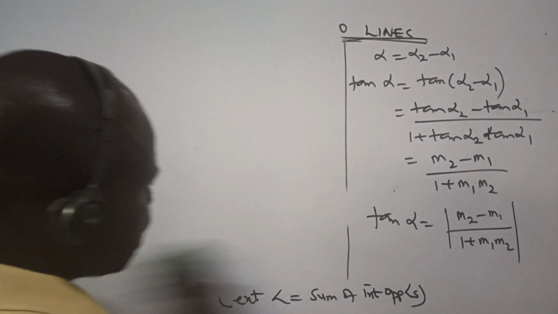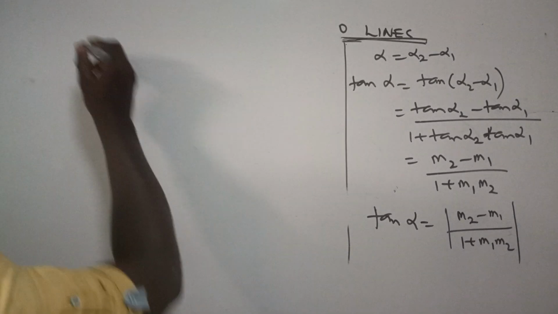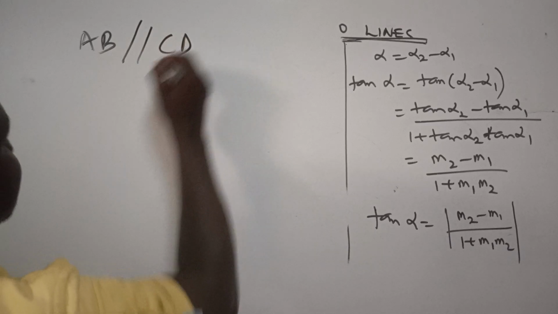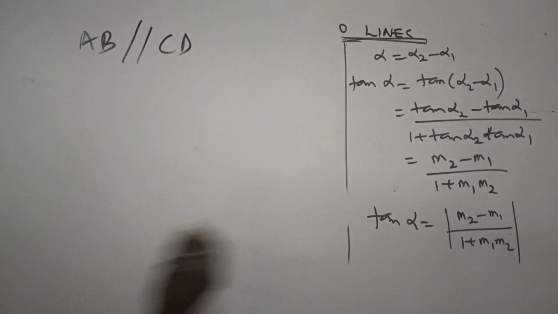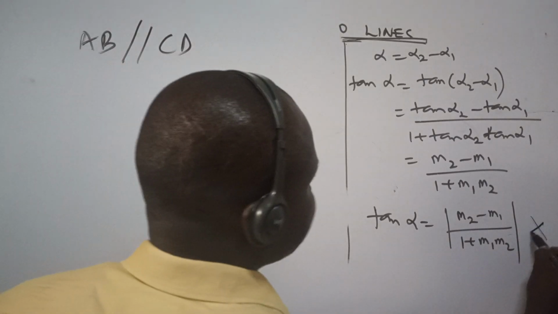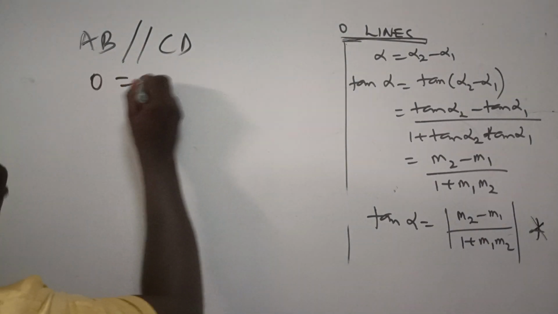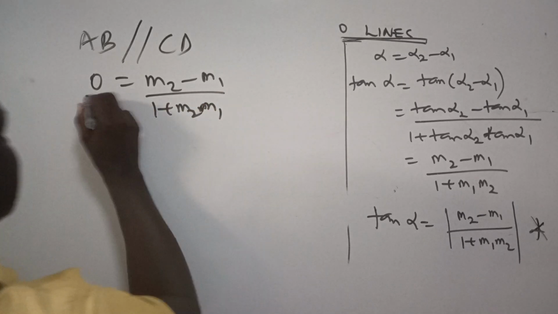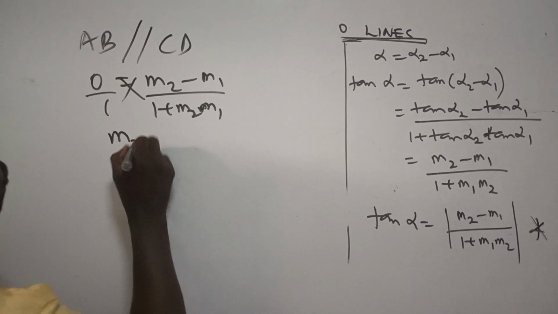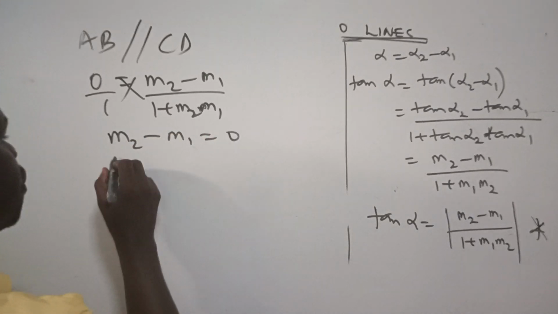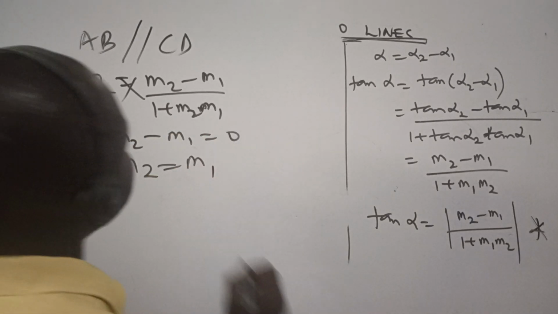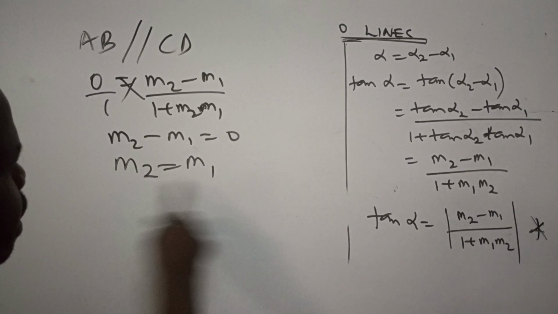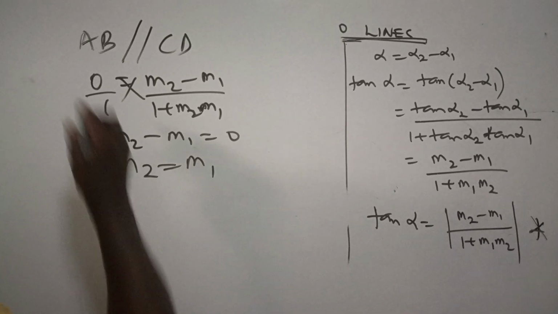But from there, there are two conditions. If line AB is parallel to line CD, then the angle between them will be 0, so tan alpha will be 0. If tan alpha is equal to 0, we have 0 equal to M2 minus M1 all over 1 plus M1 M2. If I cross multiply, M2 minus M1 will be equal to 0. So M2 will be equal to M1. Invariably, if two lines are parallel, their gradients are equal. That's the first condition.